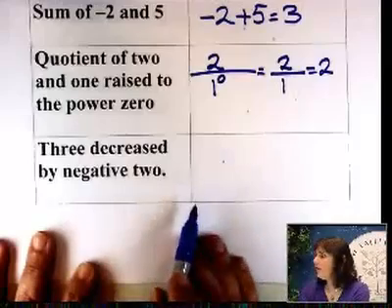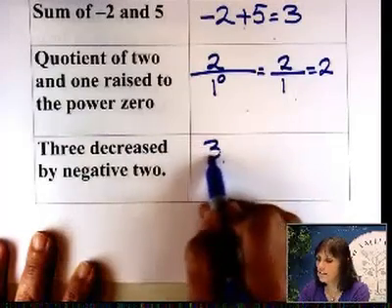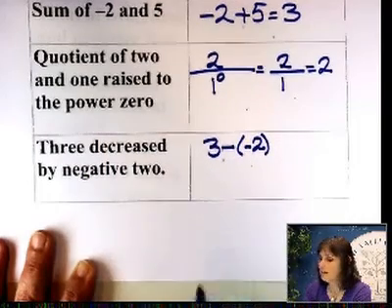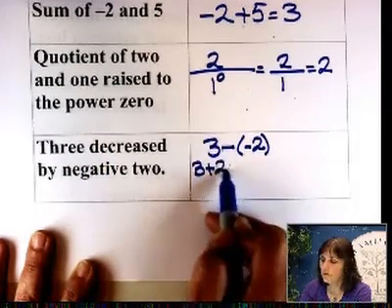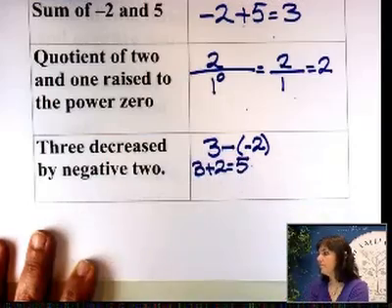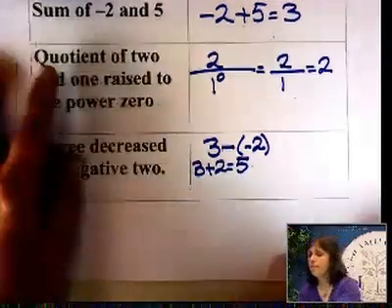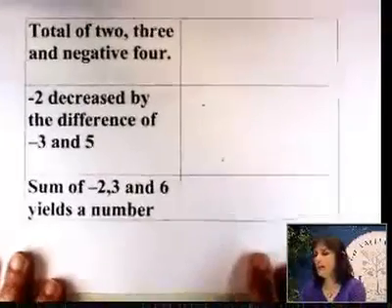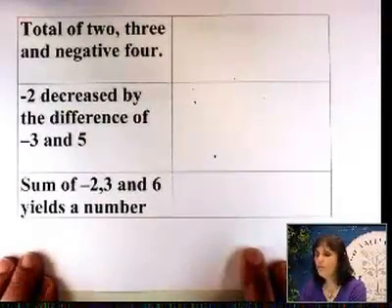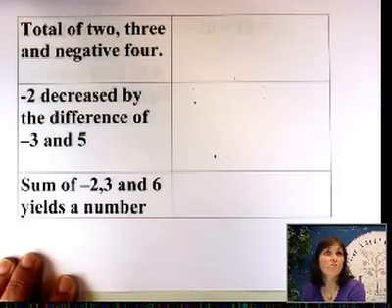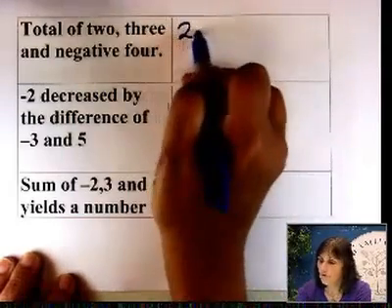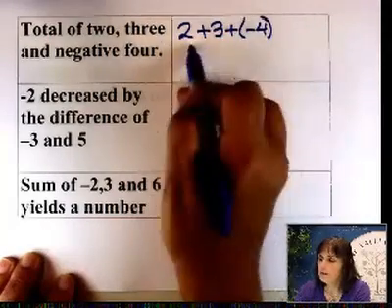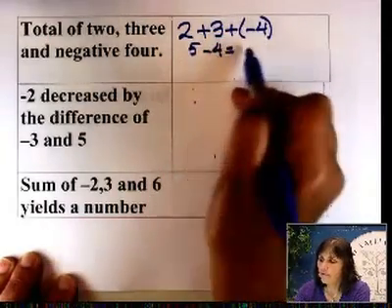3 decreased by negative 2. Pay attention to double negatives. 3 plus 2, that's 5. Good. All right, I'm doing as many as I can. Total of 2, 3, and negative 4. Total, that means add. 2 plus 3, that's 5. 5 minus 4, that's 1.